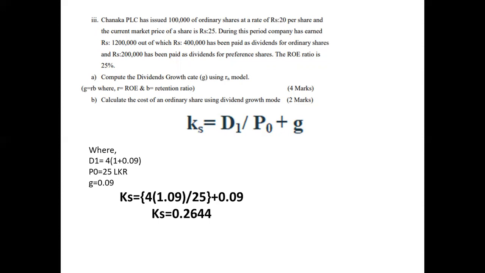So that's the one. It has been given 6 marks in that particular past paper. For part A, the calculation of G, you can see 4 marks, and for the calculation of the cost of capital using the dividend growth model, adapting that equation, 2 marks.